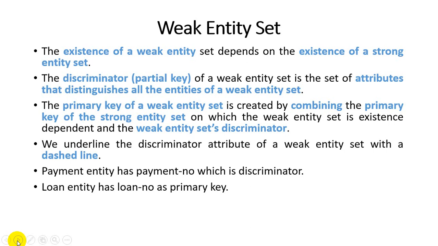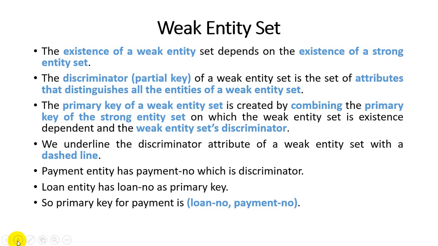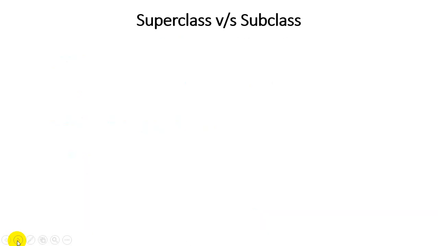So with the help of the primary key known as loan number and the payment number which is the discriminator, we need to find unique records from the loan as well as the payment entity. So the primary key of payment is loan number and payment number. With the help of these numbers, we can easily find unique records. So I hope you are clear what weak entity sets are and how we can use them.